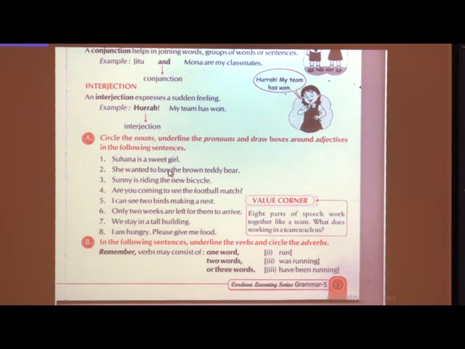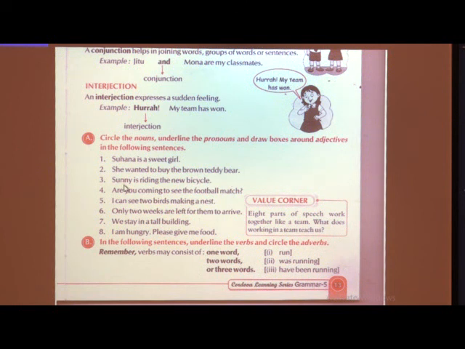Then, the second sentence: she wanted to buy the brown teddy bear. Which is a noun? Yes, teddy bear is a noun. You can circle this teddy bear. Then which is a pronoun? Yes, she is a pronoun. So, underline this pronoun. Then which is an adjective? Brown, because it is describing a teddy bear. So, you have to draw a box around this word brown. So, she is a pronoun, brown is an adjective, and teddy bear is a noun.